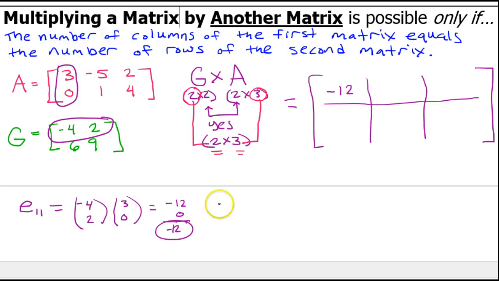Okay, so let's go ahead and do element 1, 2. This would be element 1, 2 right here. Remember, these numbers represent row and column. So this is row 1, column 2. When I do my calculations, this row 1, column 2 tells me, first of all, let me erase my old circles here, because now I'm going to circle row 1 from the first matrix and column 2 of the second matrix.